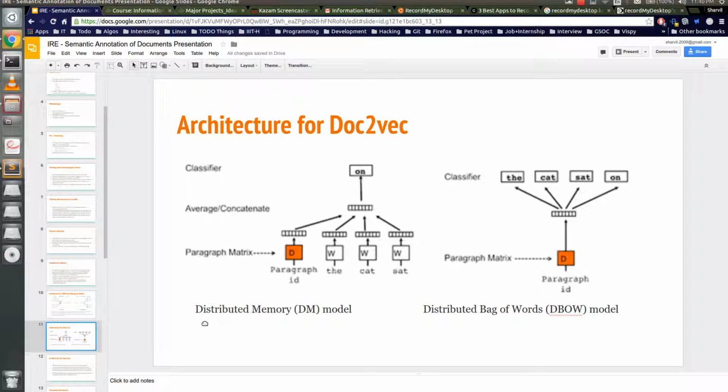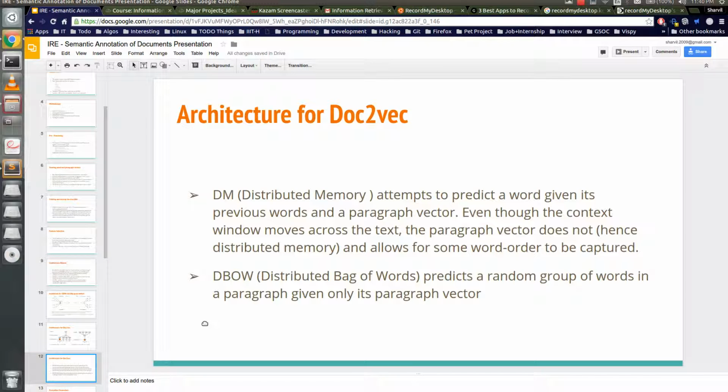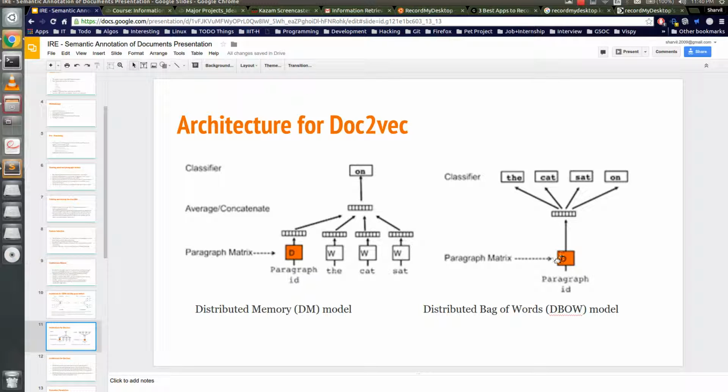We use some averaging method to try to predict the current word using the data that is given. And of course, as we're looking at the previous words, the data moves with a window, as we're looking at the k previous values. In the distributed bag of words model, we predict a random group of words given only its paragraph vectors, as can be seen in this picture also.